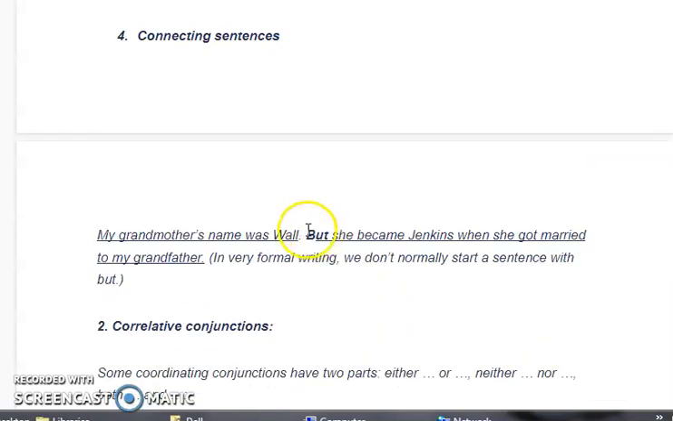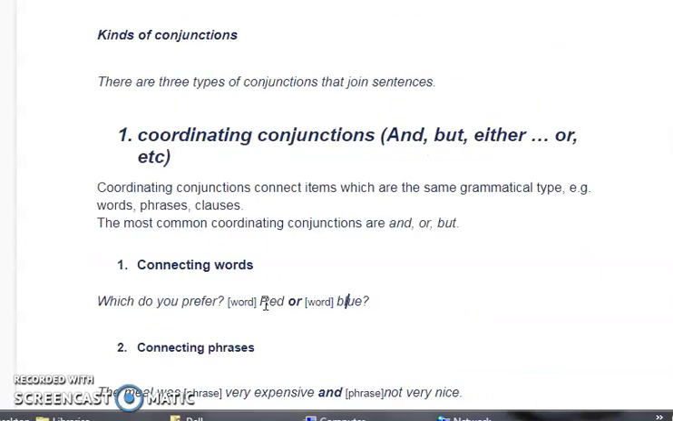In sentence number 4 you can see, my grandmother's name was Wall, but she became Jenkins when she got married to my grandfather. In very formal writing we don't normally start a sentence with but, though we can. Sometimes we can start the sentence with but also. This was the first type, called coordinating conjunction. And, but, either, or, they are used to join two grammatical units of the same type. For example, words with words, phrase with phrase, clause with clause, and sentence with sentence.